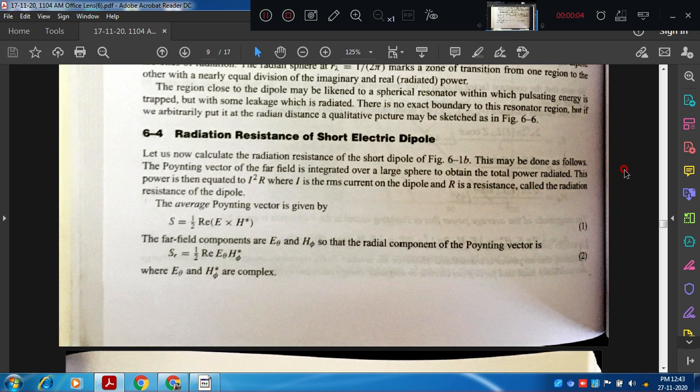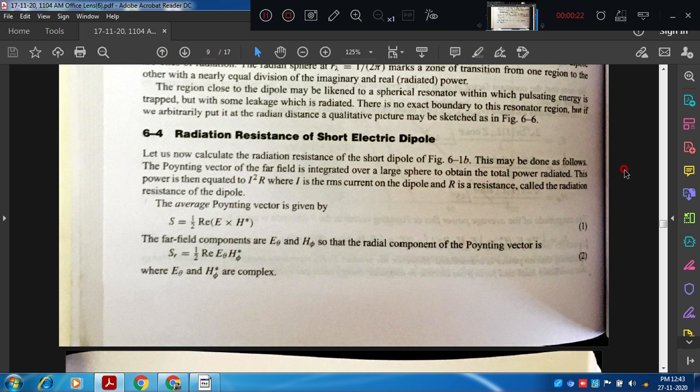Hello students. So in this class I will start with a new concept, that is radiation resistance of a short electric dipole. So let us now calculate the radiation resistance of a short dipole. This may be done as follows using the Poynting vector concept.